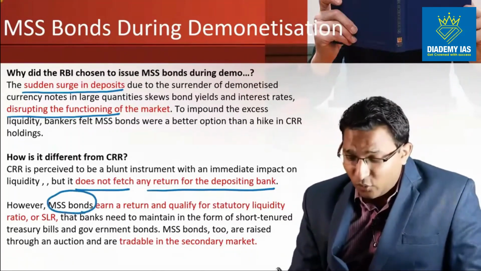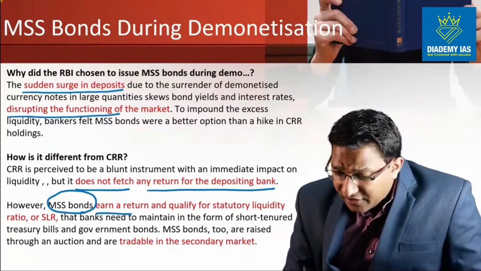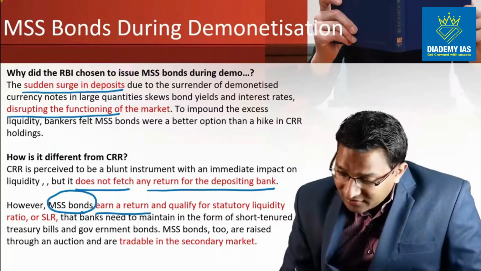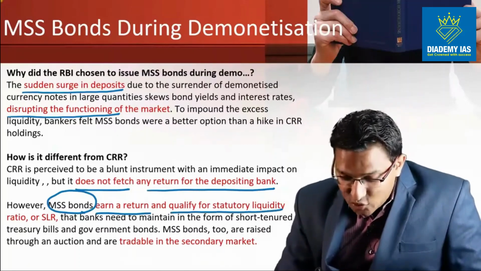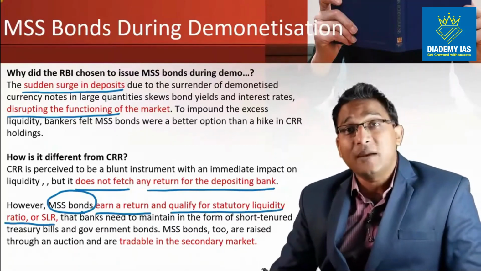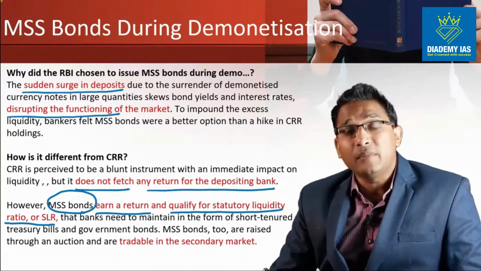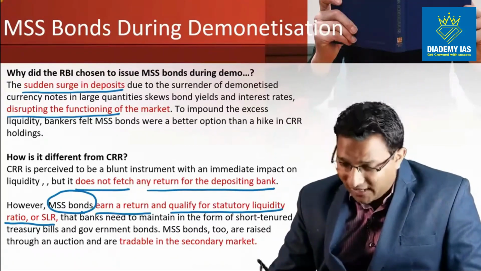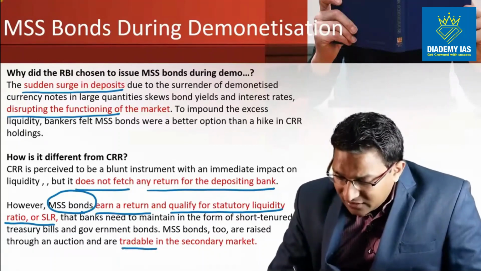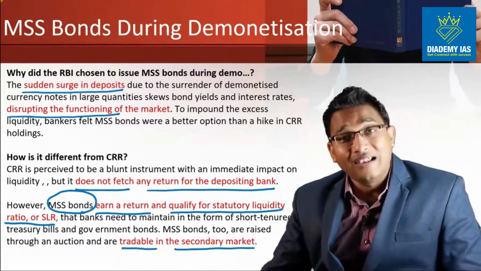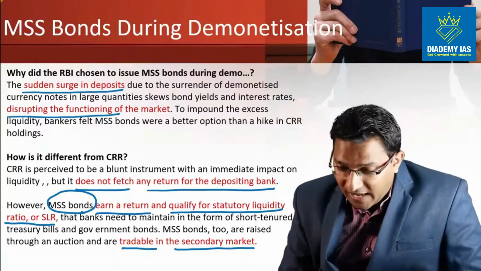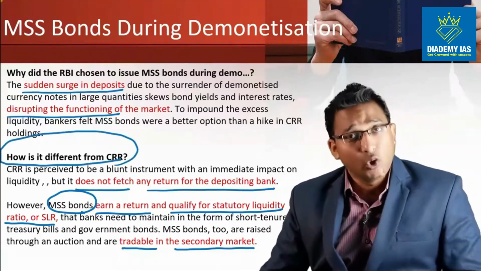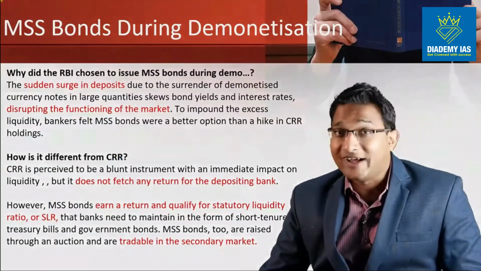The good thing with the MSS bond is that they earn a return, that is, they provide interest income to the bank, and they qualify for the SLR. So if the bank is buying these MSS bonds, then it can be counted in the SLR requirement. So the SLR compliance is also done, and they are also tradable in the secondary market, unlike the CRR. So how is MSS bond different from the CRR? This is the difference. If there is a question, then you can ask.